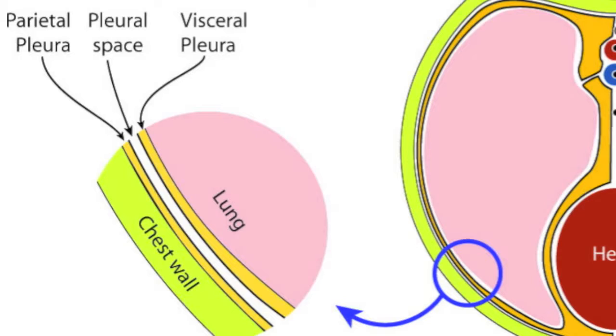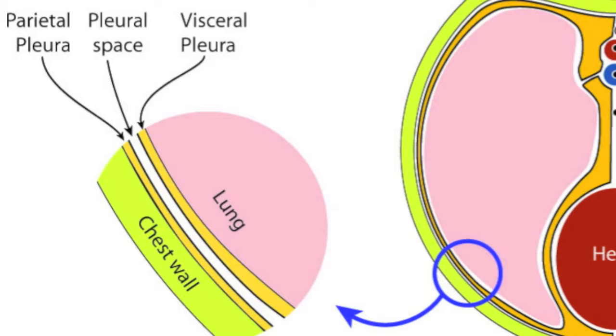There is a small amount of fluid in this space which we do need for normal respiration to occur. Alongside that is the visceral pleura, and this basically protects the lungs. So that's the anatomy that we're going to focus on when we're talking about our pneumothorax.